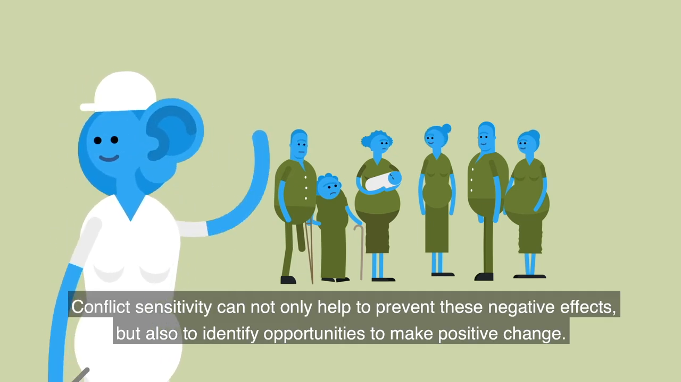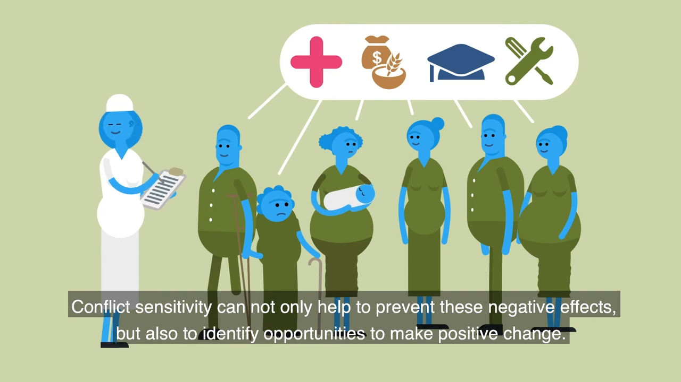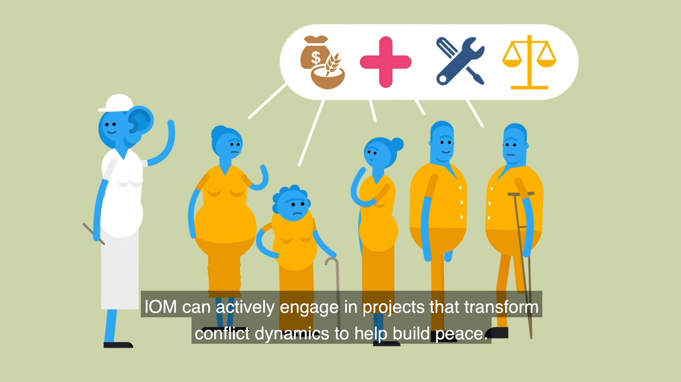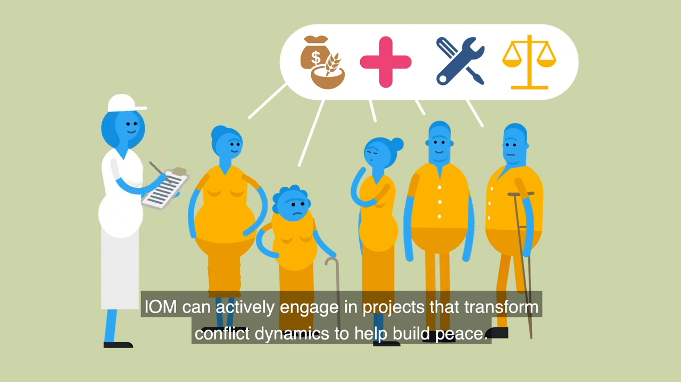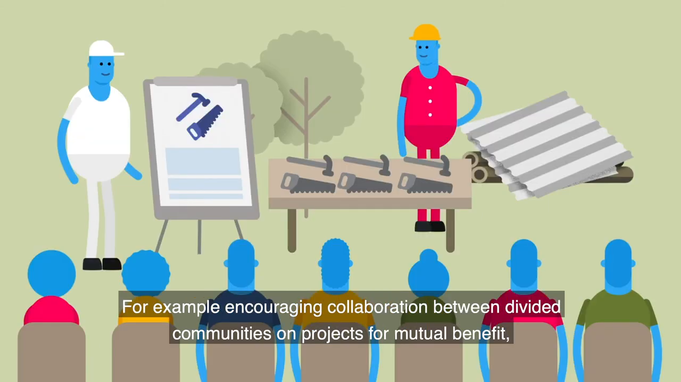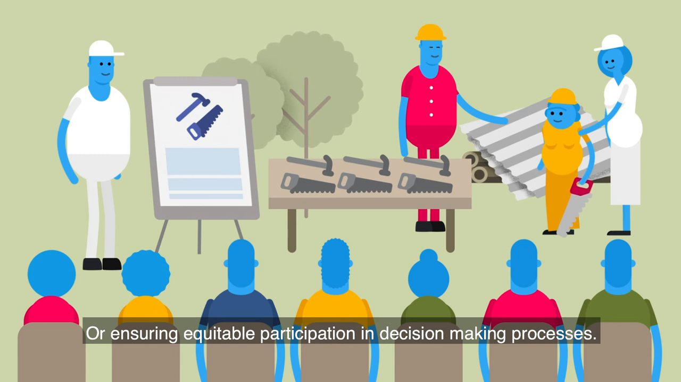Conflict sensitivity can not only help to prevent these negative effects, but also to identify opportunities to make positive change. IOM can actively engage in projects that transform conflict dynamics to help build peace. For example, encouraging collaboration between divided communities on projects for mutual benefit, or ensuring equitable participation in decision-making processes.